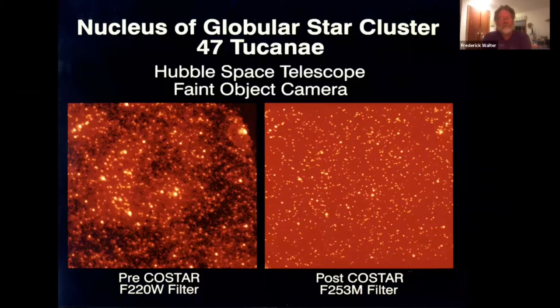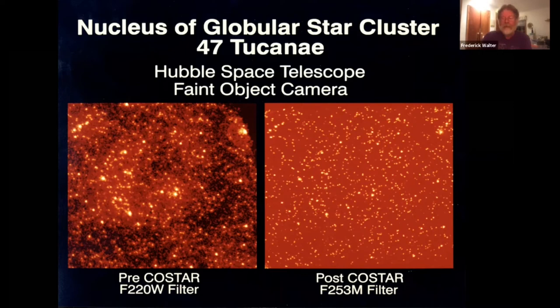The picture on the left shows lots and lots of stars. All the stars are surrounded by halos, which is the scattered light from the stars. But you can actually do some good science. You can count the stars if that's what you want to do. And this is in ultraviolet light. You can't do this from the ground. So this is unique science, even pre-COSTAR. On the right-hand side, you see basically the same image, with a slightly different filter, but the stars are much clearer. You see many more stars. You don't have the scattered light. You see a darker sky.